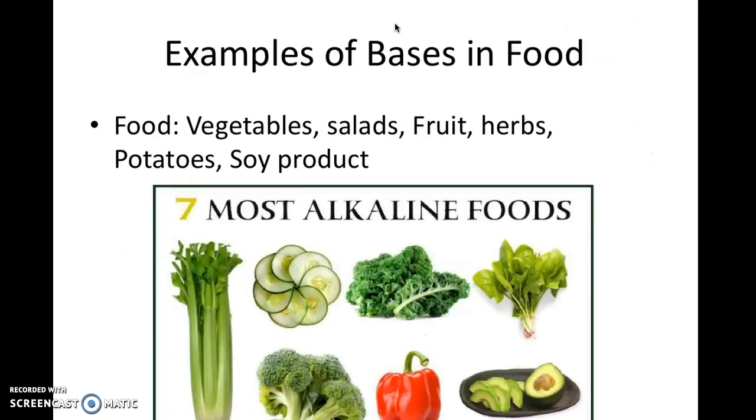Let's see, where can we find acids or bases? Can we find bases in food? That's right, in food, most of our vegetables, salads, fruits, herbs, potatoes, and soy products are basic. You can see on the picture, most of our greens are all basic: celery, cucumber, salad, spinach, broccoli, and avocado.